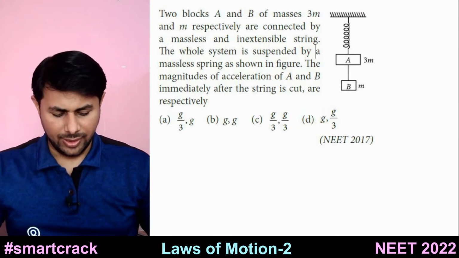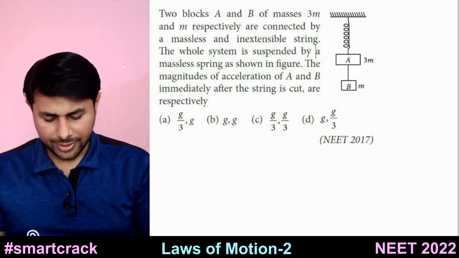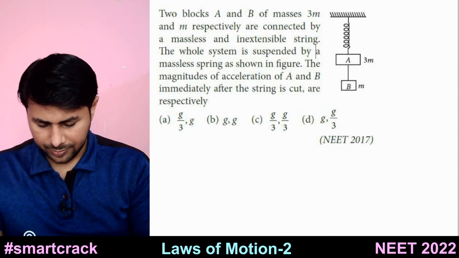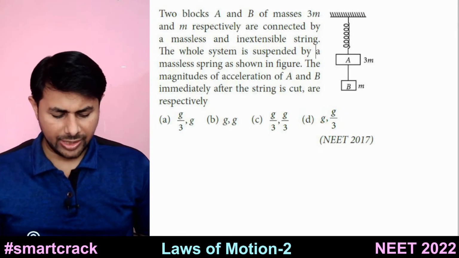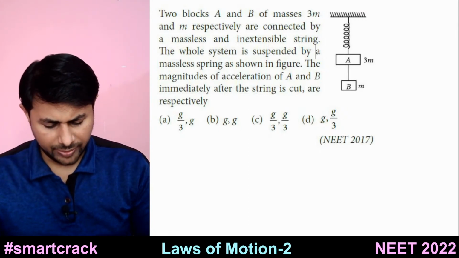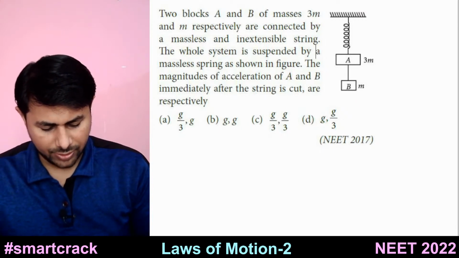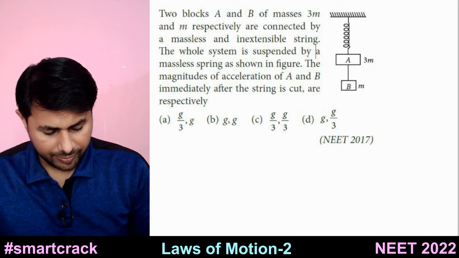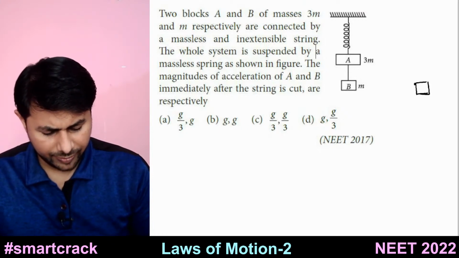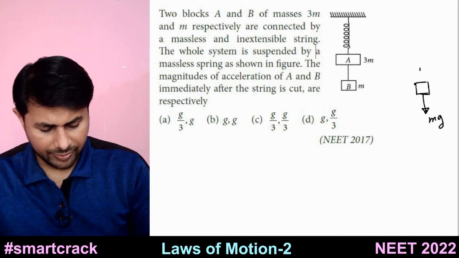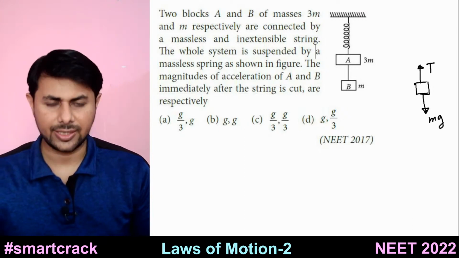Yeah, so let's try to solve this problem. Let's draw free body diagrams of these two components of the system. If you draw the free body diagram for mass B, simple: its weight acts downwards, it is mg, and there will be tension in the string which acts upwards.